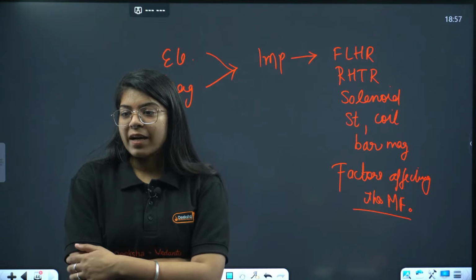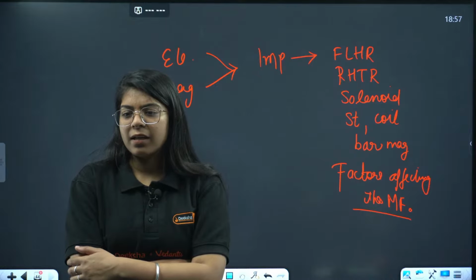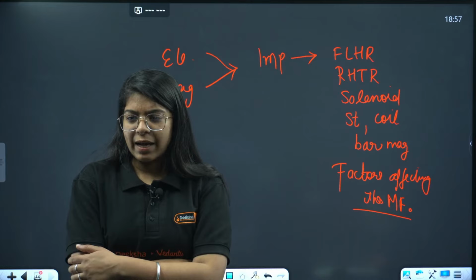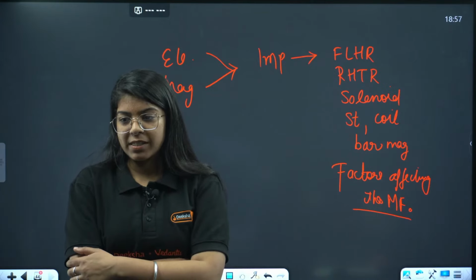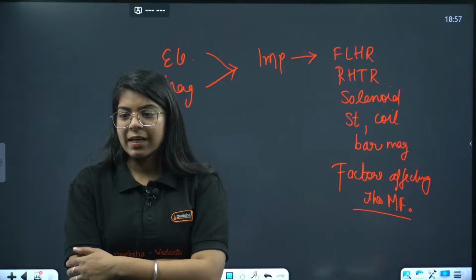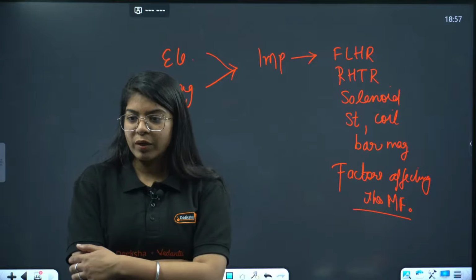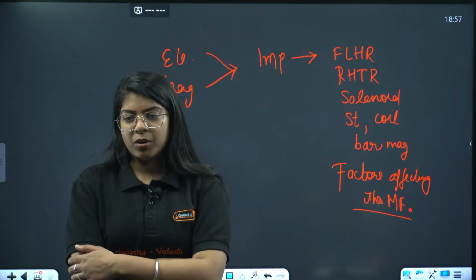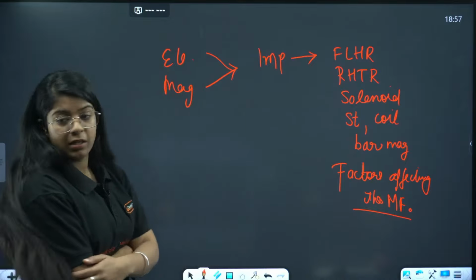A uniform wire when connected directly across a 220 volt line produces heat H per second. If the wire is divided into n parts and all parts are connected in parallel across a 220 volt line, the heat produced will be. Okay, let's see.